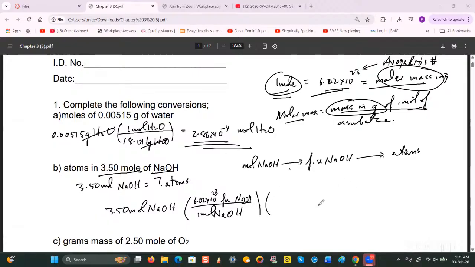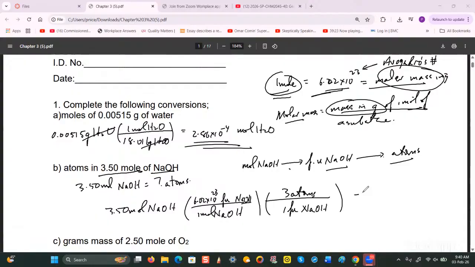And then the next conversion factor is where we go from the number of formula units to the number of atoms. And based on the formula for sodium hydroxide, there are 3 atoms. There are sodium, oxygen, and hydrogen, right? So therefore, for every formula unit of sodium hydroxide, there are 3 atoms present. And that's it. That's the setup.